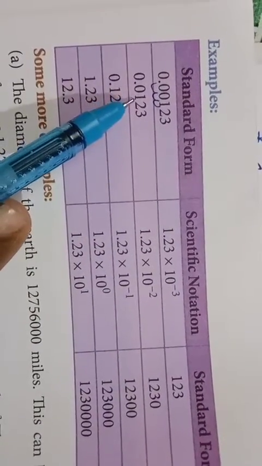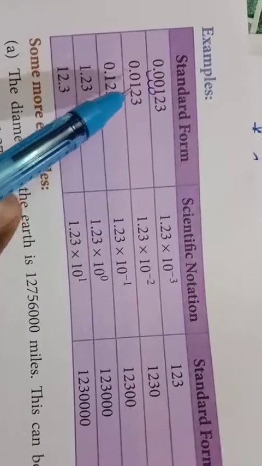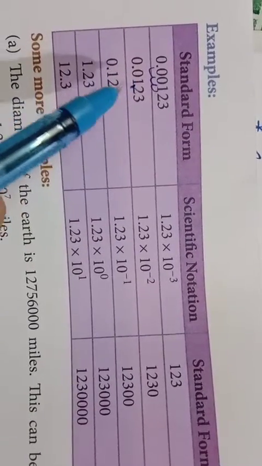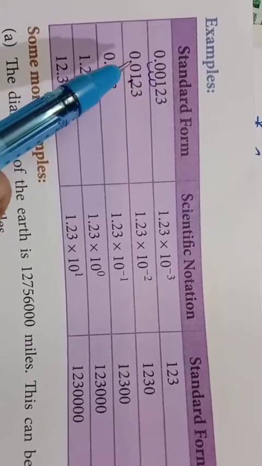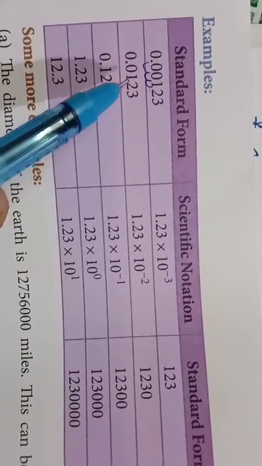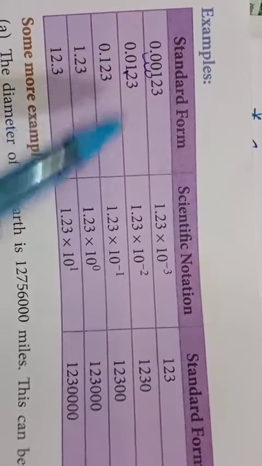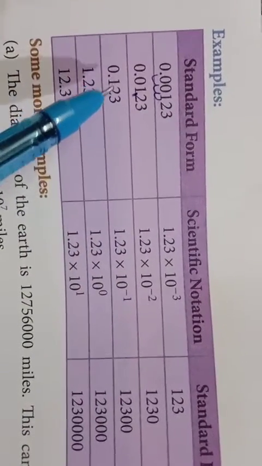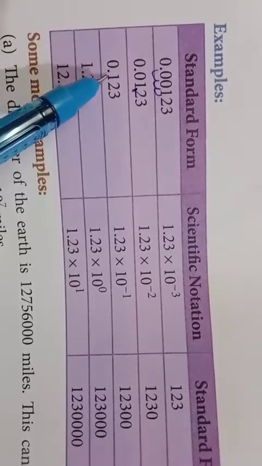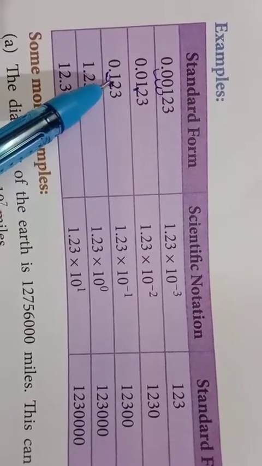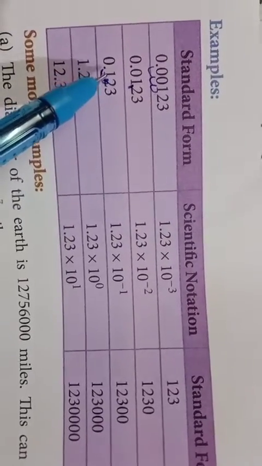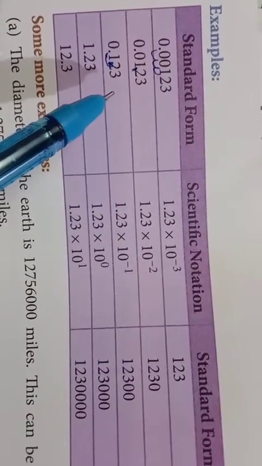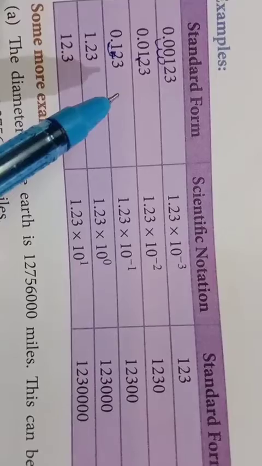Now 0.0123. The decimal point has to move here, since we need one integral part and the decimal part. That means 1, 2 steps. It moves towards the right side. So 1.23 into 10 power minus 2. Now 0.123. The decimal has to move here, so it is 1.23 into 10 power minus 1. It moves towards the right side, so we get a negative power.